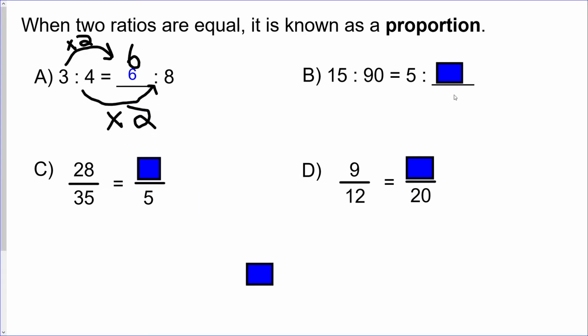So for B, 15 divided by 3 would get you 5, so you would do 90 divided by 3 to get 30. So then your second term in the ratio will be 30. I'd like you to try C on your own, just to give you a bit of practice. So pause the video and try that out.